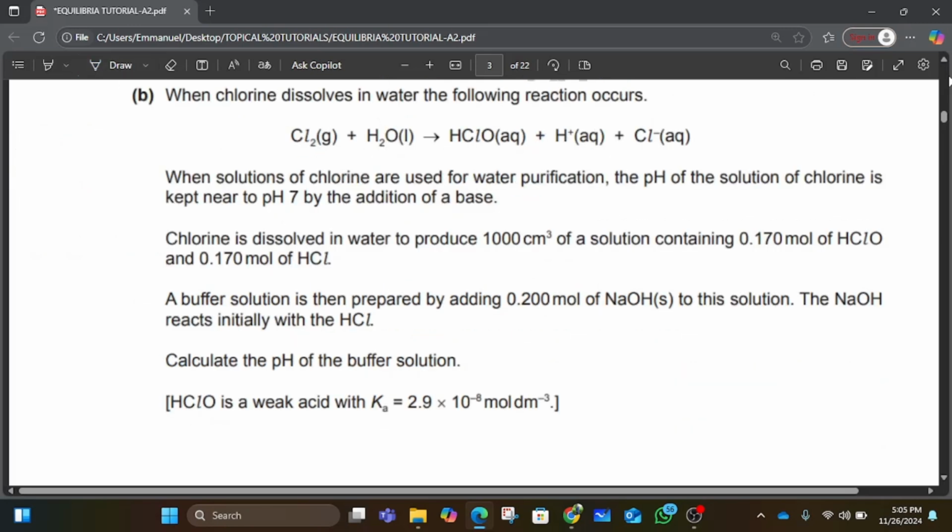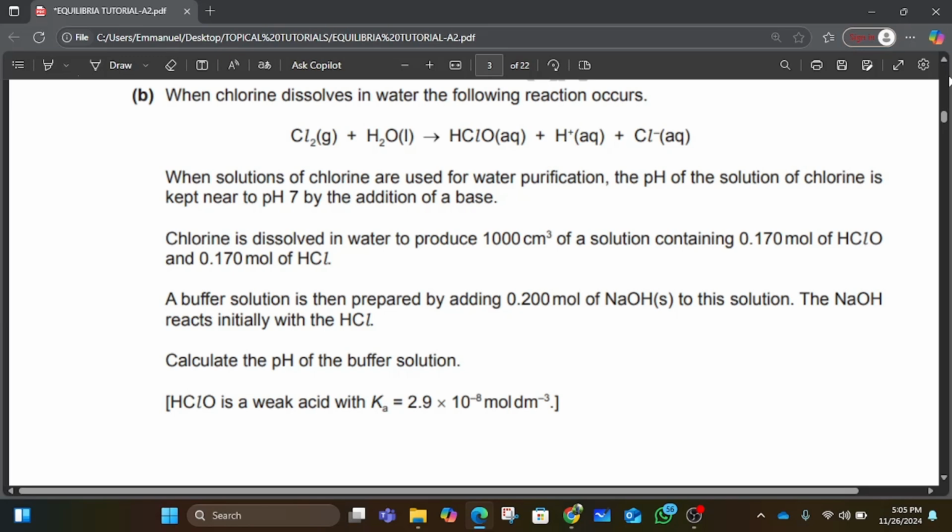B. When chlorine dissolves in water, the following reaction occurs. Cl2 gas plus H2O liquid gives you HClO plus H+ aqueous plus Cl- aqueous. When solutions of chlorine are used for water purification, the pH of the solution of chlorine is kept near pH 7 by the addition of a base.